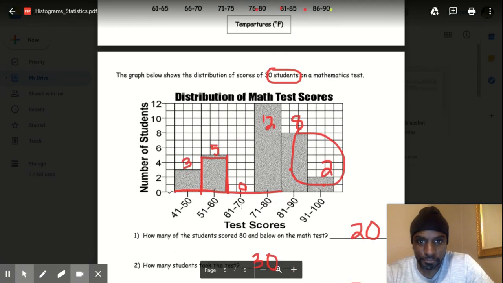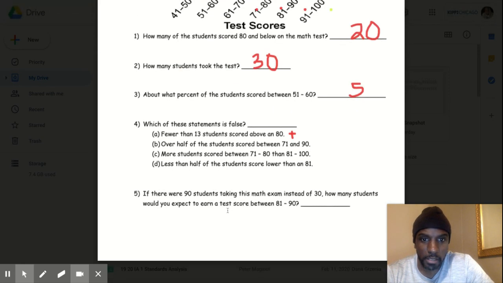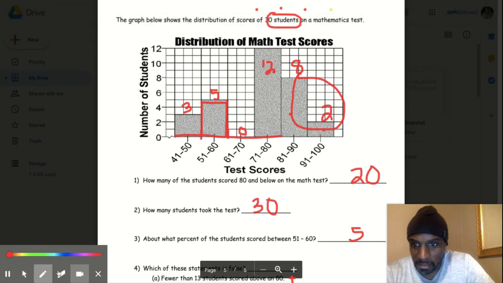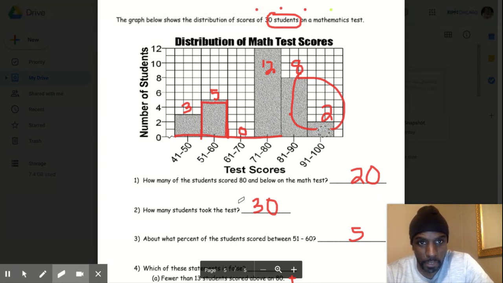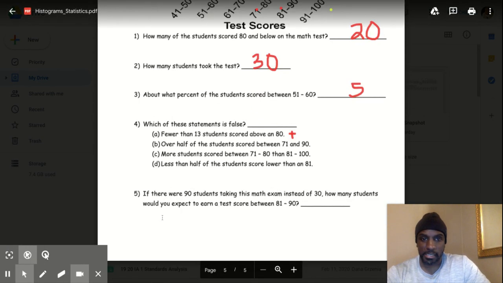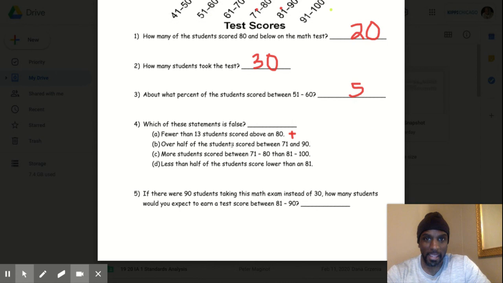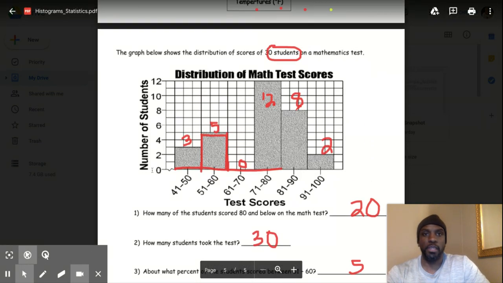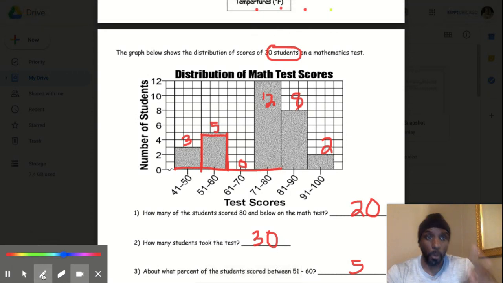Let's look at that, between 71 and 90. That's interesting. Let me erase some things here. I'm going to get this out of the way. I want you to look at that and tell me which bars represent 71 through 90. Over half of the students score between 71 and 90. Well, let's go to our blue here. Let's go between 71 and 90. And remember, over half. Half of 30 is 15. There are 30 students. Over half means more than 15.